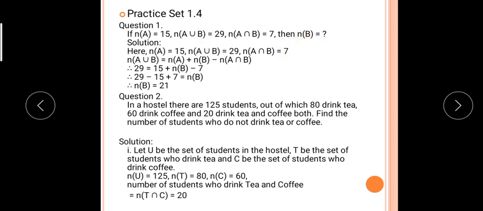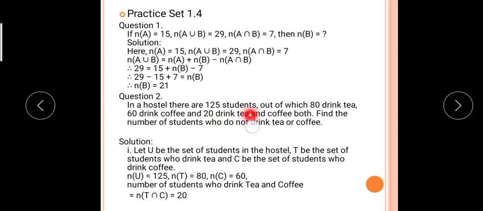You can calculate another value also using the formula. Now see, n of A union B is equal to n of A plus n of B minus n of A intersection B. Now substitute the given values, and you will get n of B is equal to 21. Now in the hostel there are 125 students.